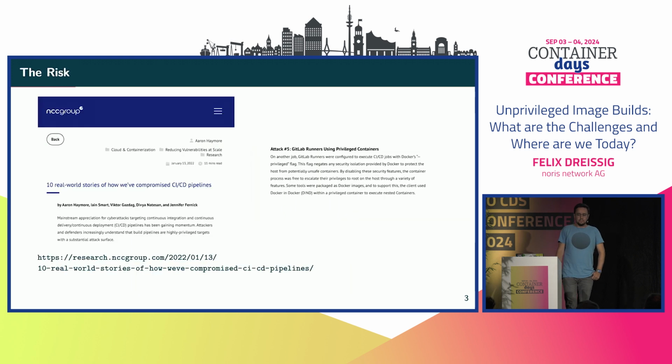So if you're still not convinced why this is bad, well, build servers in general are a very high-profile target. It's really easy to compromise all the builds and elevate your privileges from there. We also have this article by NCC Group, which is a security consultancy, about 10 real-world stories of how they've compromised CI/CD pipelines. And right there, as attack number 5, you have GitLab runners using privileged containers. So yeah, this is kind of an issue.